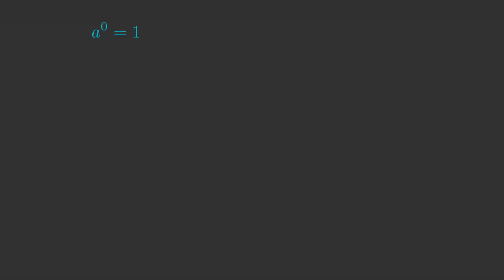Now we will look at negative exponents. We know that a to the 0 is 1. Let's divide both sides by a like we did before. On the left side we divide a to the 0 by a. We know this reduces the exponent by 1, so this gives us a to the minus 1. On the right side 1 divided by a is 1 over a. So this tells us that a to the minus 1 is 1 over a.